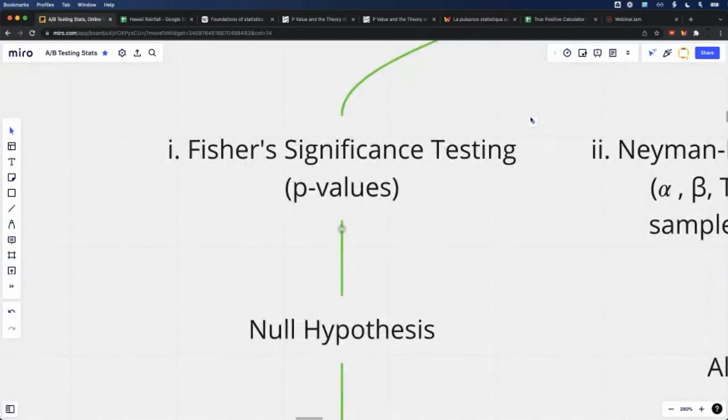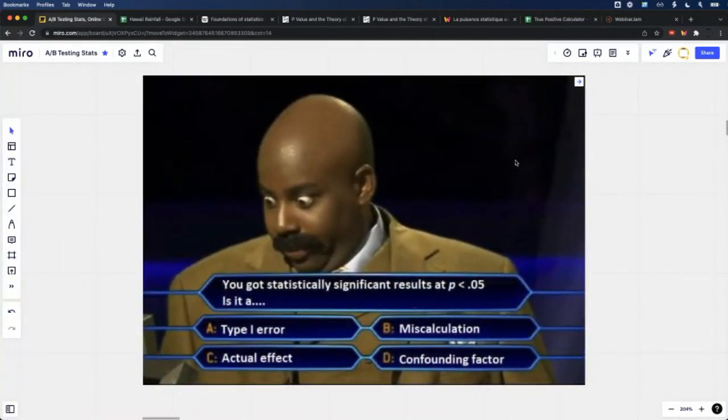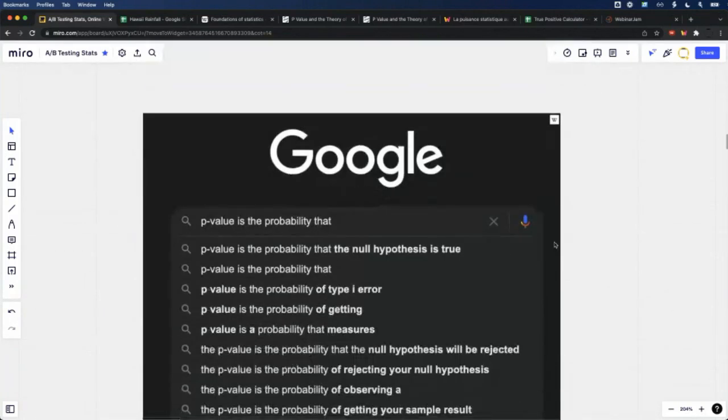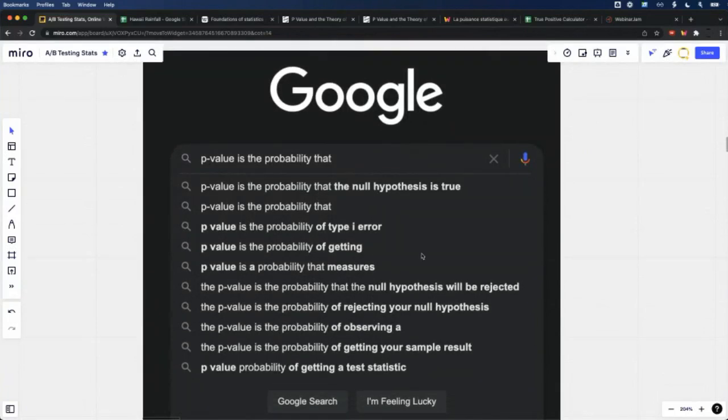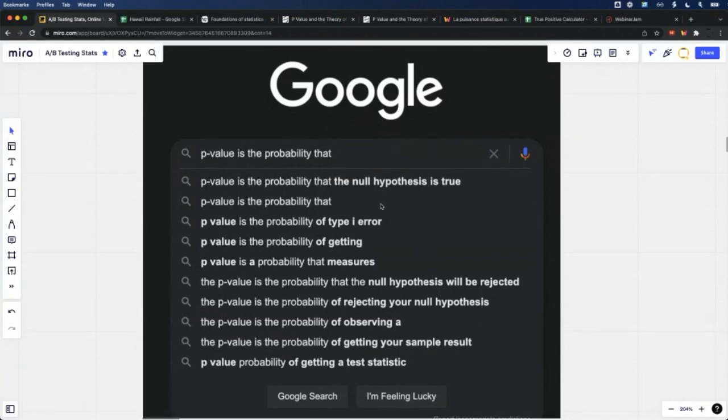I want to actually give you a quiz, but I already probably gave out the answer. A lot of folks, when they say p-value is less than or equal to 0.05, have no idea what it actually means, right? Either you are confused whether it's a type 1 error or an actual effect we are talking about. Let's just Google, right? Google says p-value is the probability that the null hypothesis is true, blah blah blah. All of this shows up.